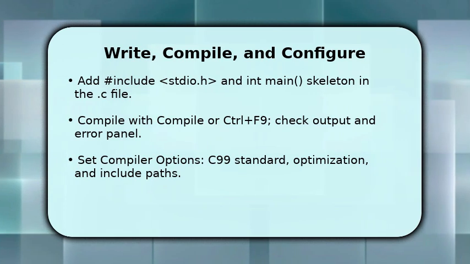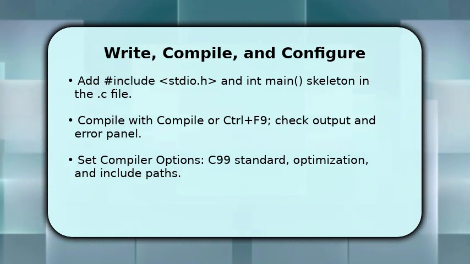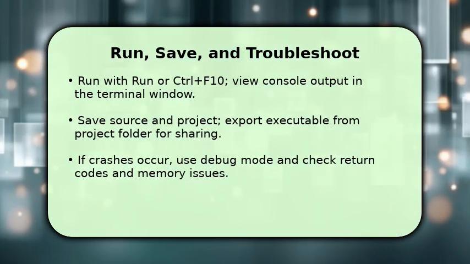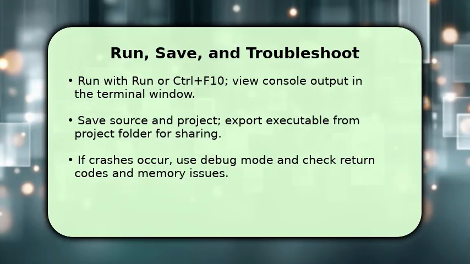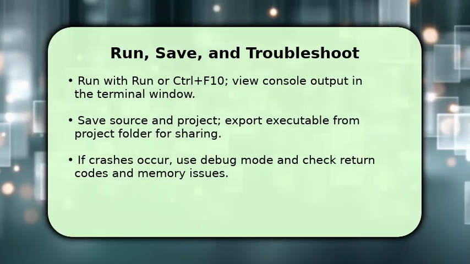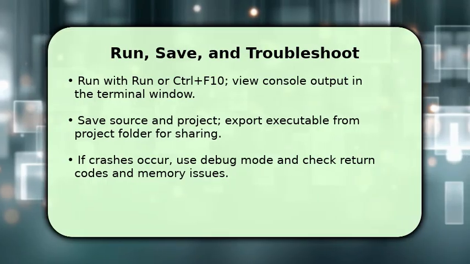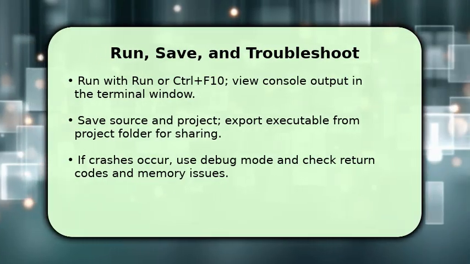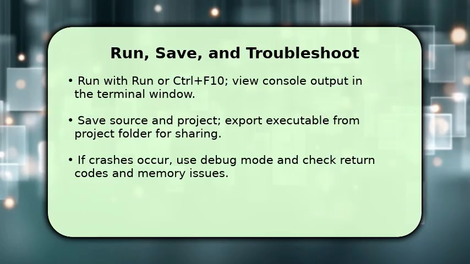Finally, run your program using Run or Control plus F10 and observe the console output. Make incremental changes and recompile as you test. Save both the C file and the project file so settings persist, and copy the generated exe from the project directory if you need to share it.